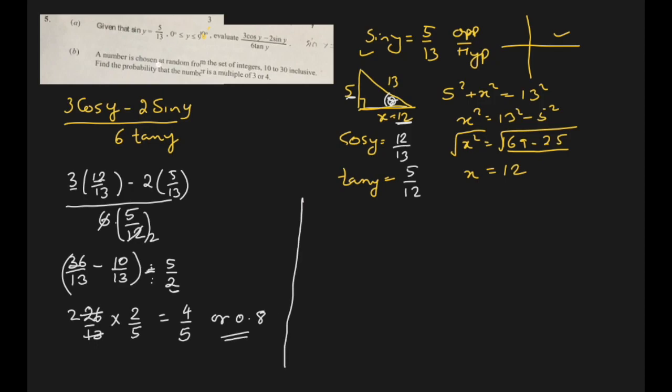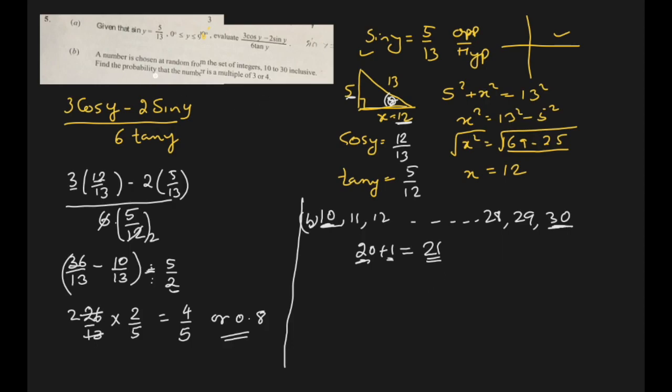B part says a number is chosen at random from the set of integers 10 to 30 inclusive. What does inclusive mean? That means we write 10, 11, 12, so 10 is included, up to 28, 29, 30. 30 is also included, right? So these are the numbers. How many are they? 30 minus 10 is 20, and 20 plus 1, 21. Total numbers are 21. People say 30 minus 10 is 20, and that's the answer. No, because both are included. That means the one we are subtracting is also included, and that number we include as plus 1. So 21 are total numbers.